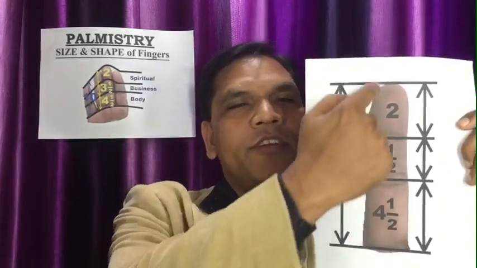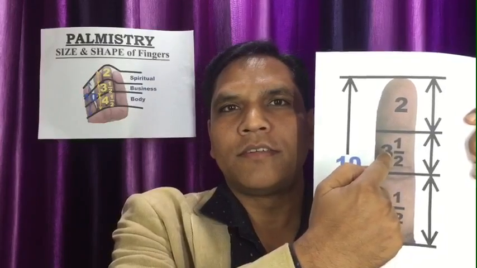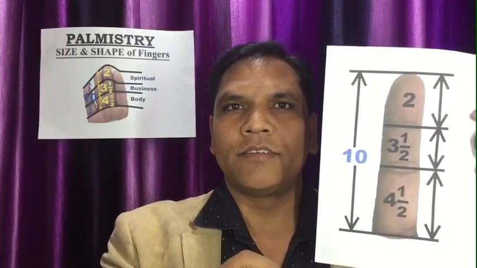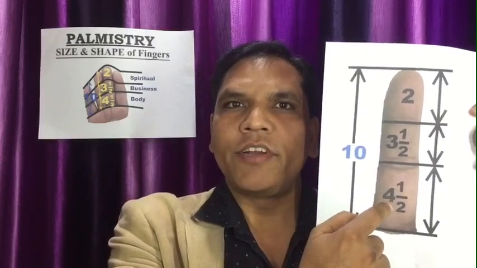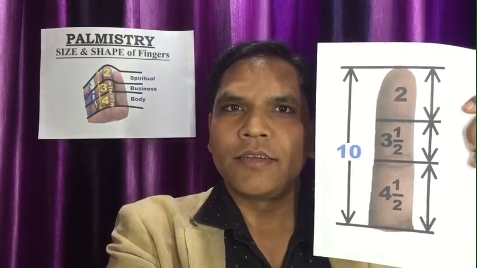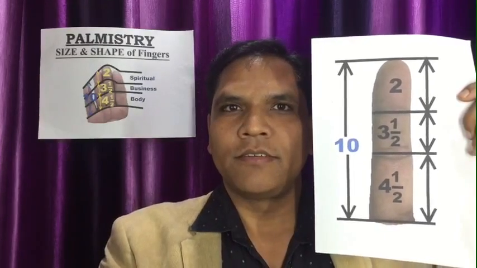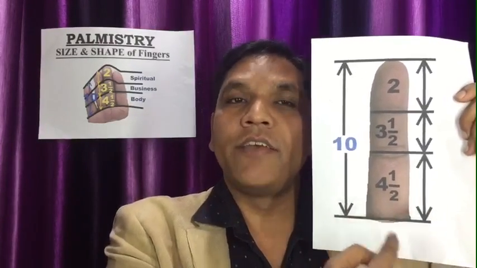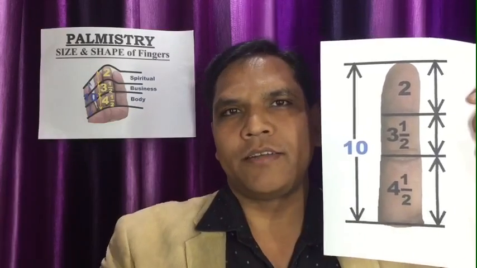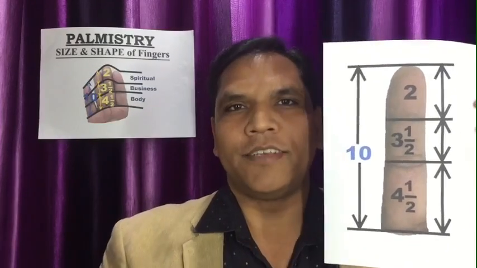As per a study done by Saint Germain, if the finger is divided into 10 parts, then the first phalange, if it is of 2 parts, then it is of normal size. Second phalange, if it is of 3.5 part, then it is of normal size. And the third phalange, if it is of 4.5 part, then it is of normal size.